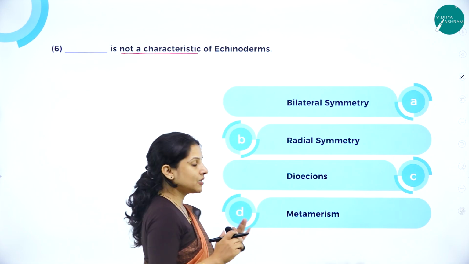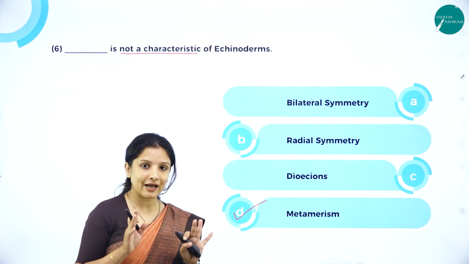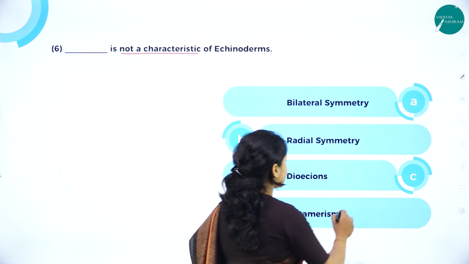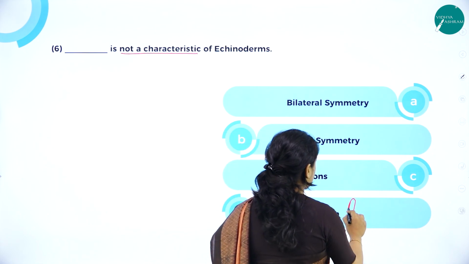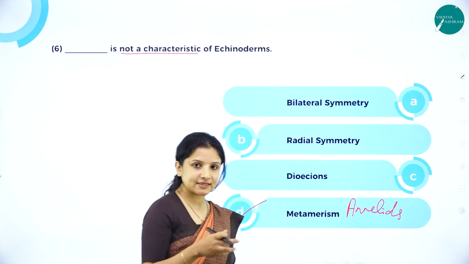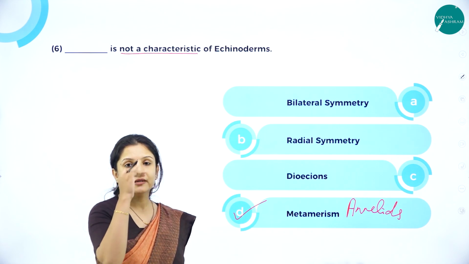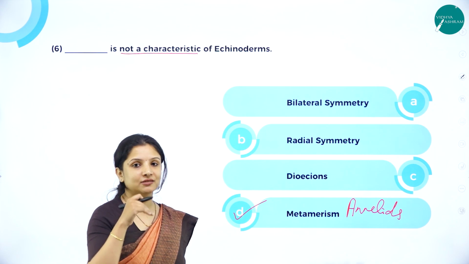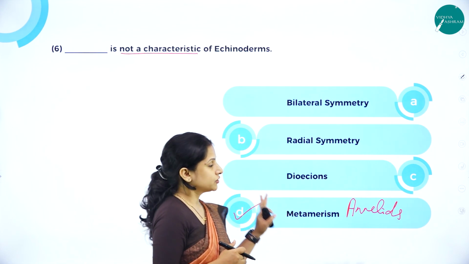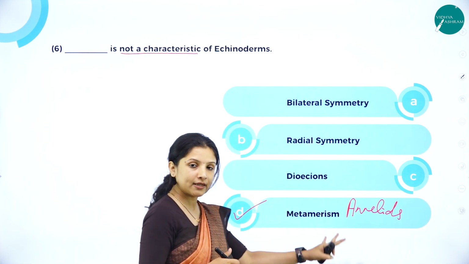Is it metamerism? Yes, the answer here is metamerism, because metamerism is not a characteristic of echinoderms. Metamerism is a characteristic of annelids, wherein there are ring-like segments present in the body, and up to a certain extent the organs are distributed so that the same organ gets repeated. That is metamerism. Therefore, this is not a characteristic of echinoderms because it is a characteristic only of annelids.